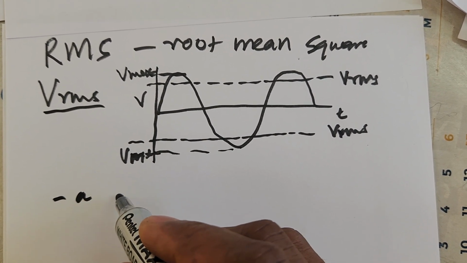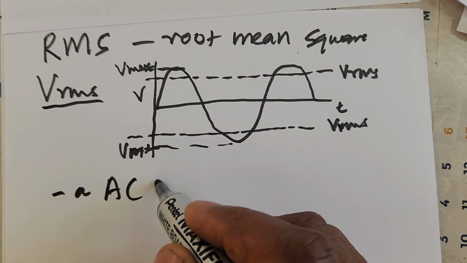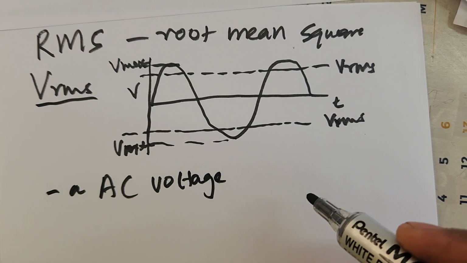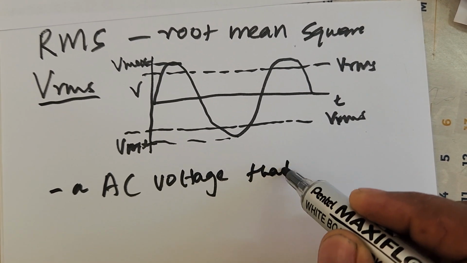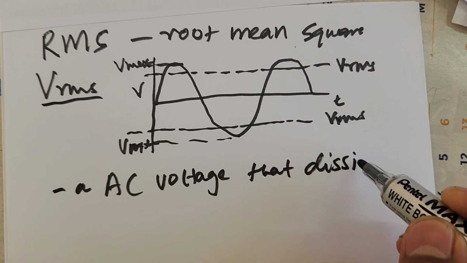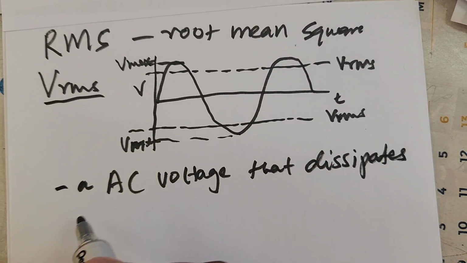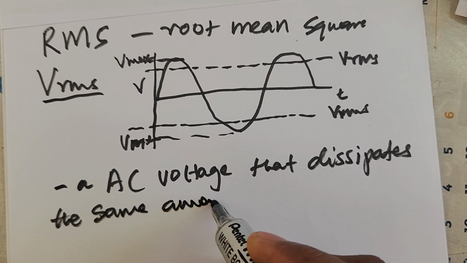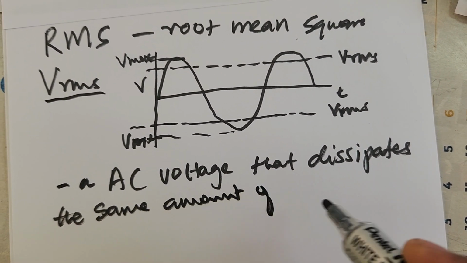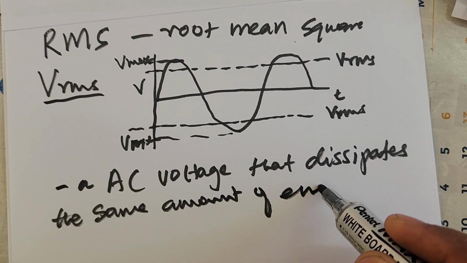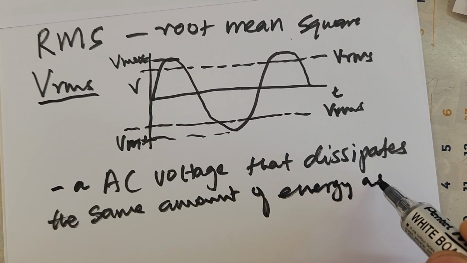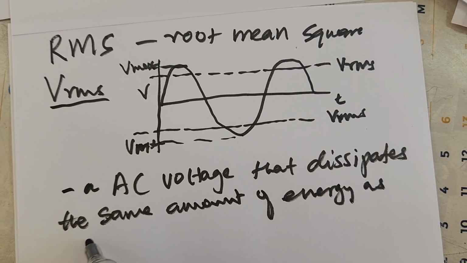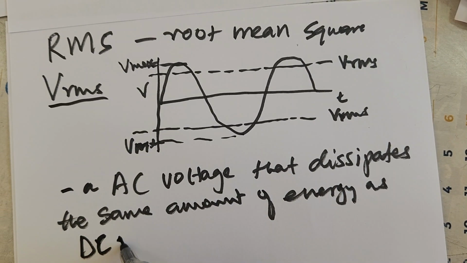Therefore, by definition, root mean square voltage is an AC voltage, or potential difference, that dissipates the same amount of energy as DC voltage.